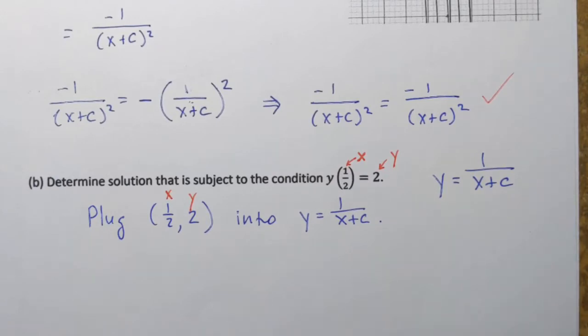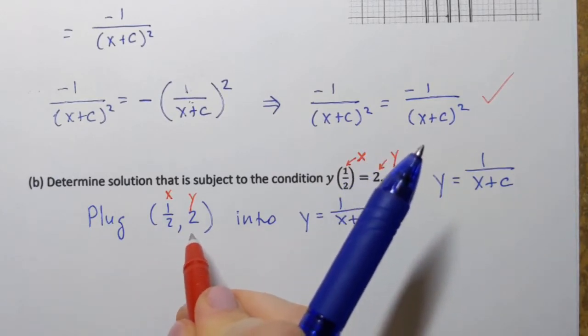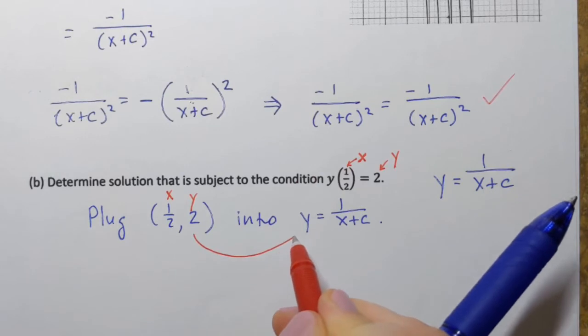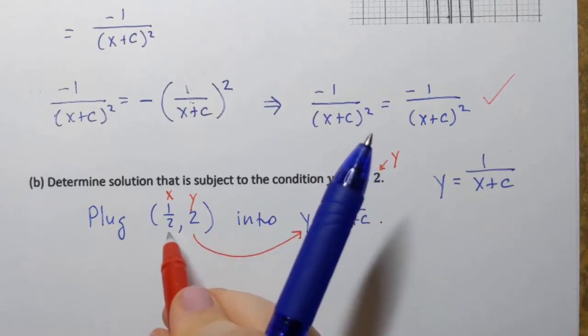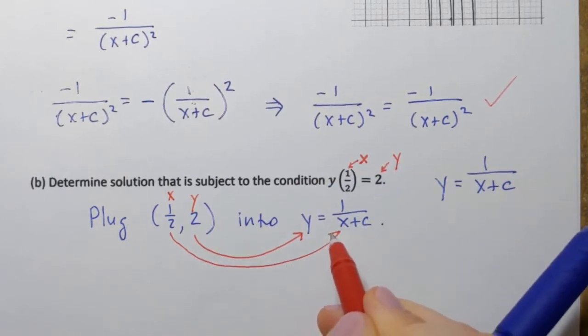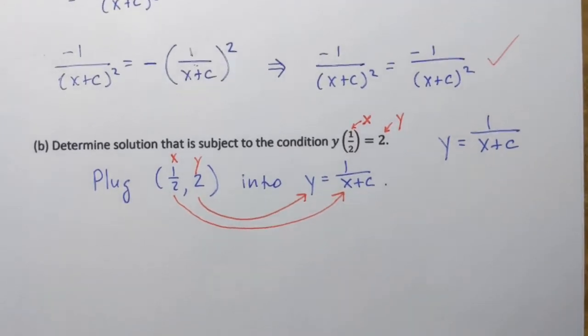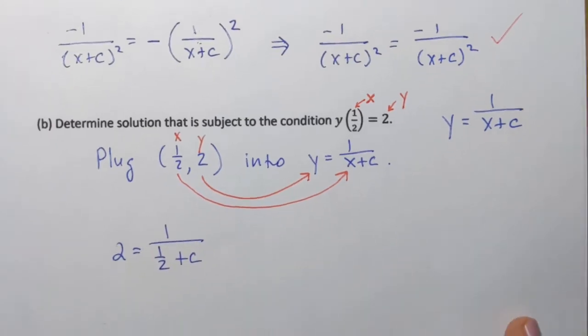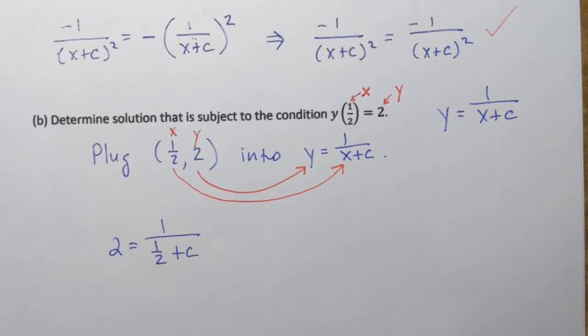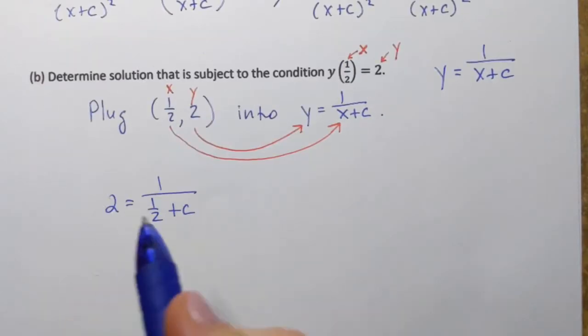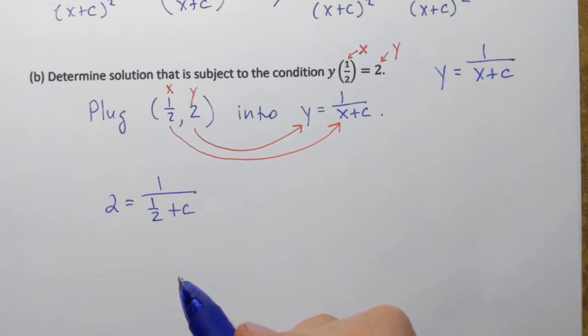Let's try it. So we're going to take 2, and we're going to plug that in for y. And we're going to take 1/2, and we're going to plug that in for x. So that way, we'll get the following equation: 2 equals 1 over 1/2 plus c. And now we just have to solve this equation. Let's simplify the denominator by adding 1/2 and c. How do we do that?